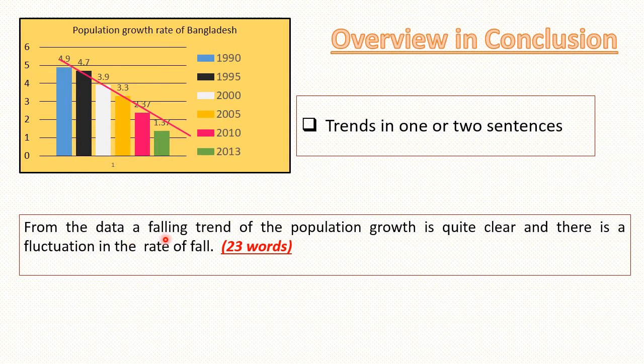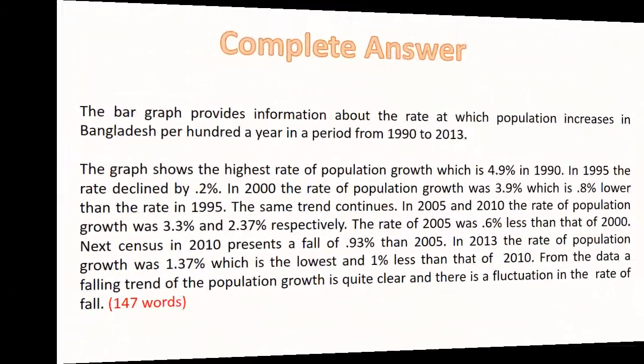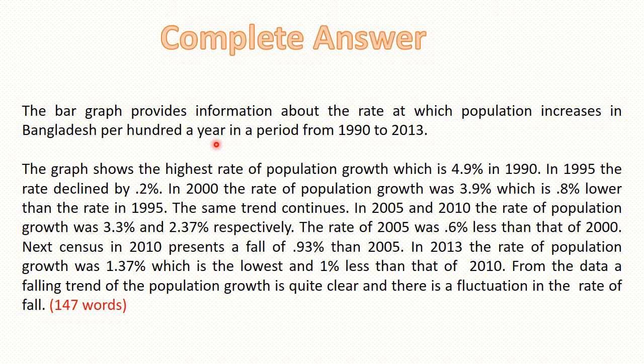From the data, a falling trend of the population growth is quite clear, and there is a fluctuation in the rate of fall. This is the complete answer. The bar graph provides information about the rate at which population increases in Bangladesh for 100 a year in a period from 1990 to 2013.